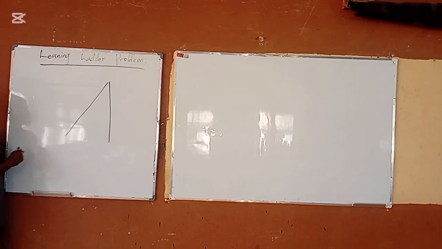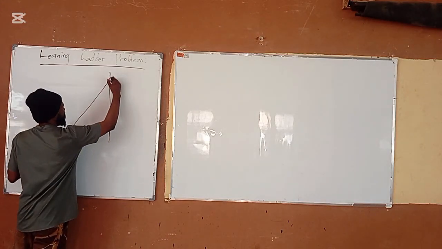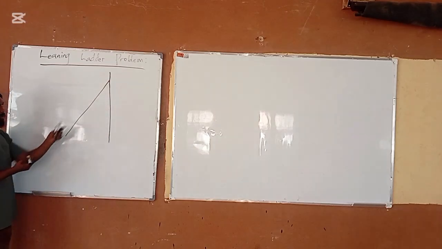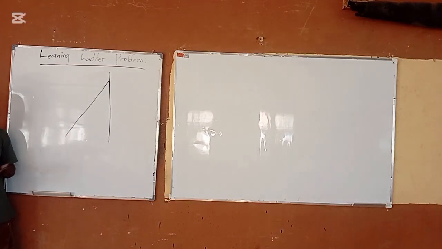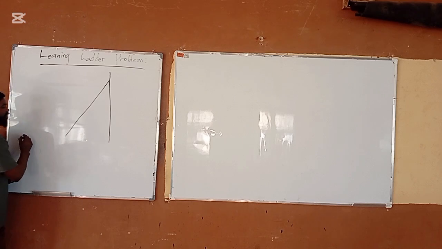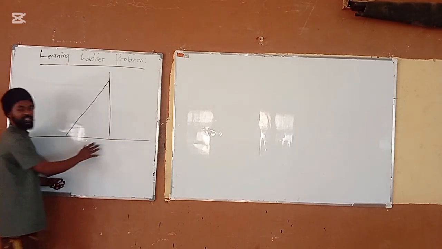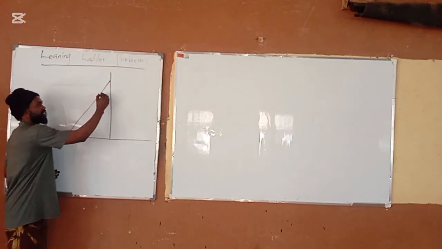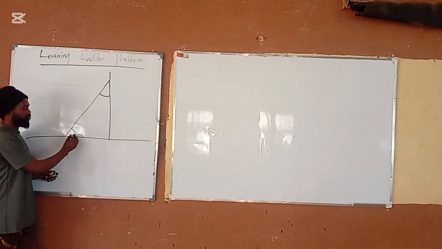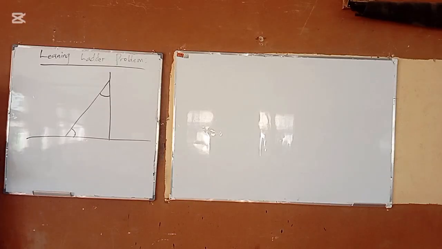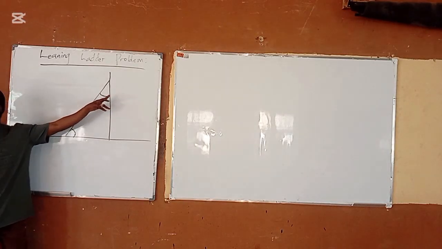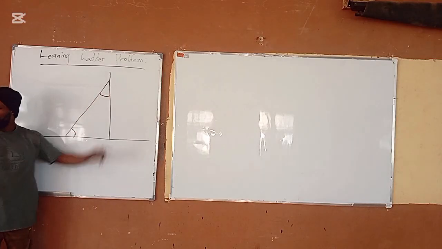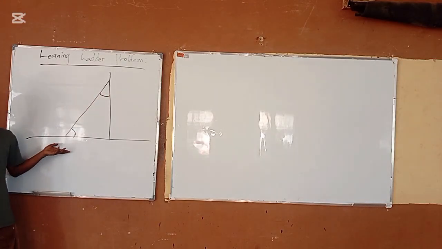I'm using this thing to represent the ladder, you understand? So let this thing be the ground. Notice that there's an angle here, and there's also an angle here, do you agree? When you are given this question, either they tell you the angle is made with the wall, or they tell you the angle is made with the horizontal.